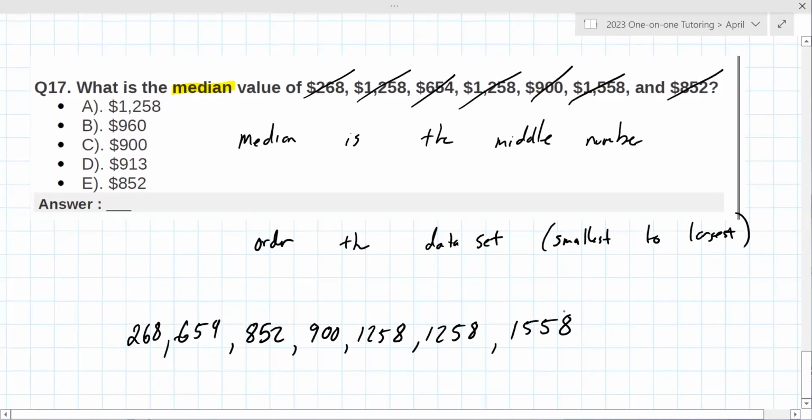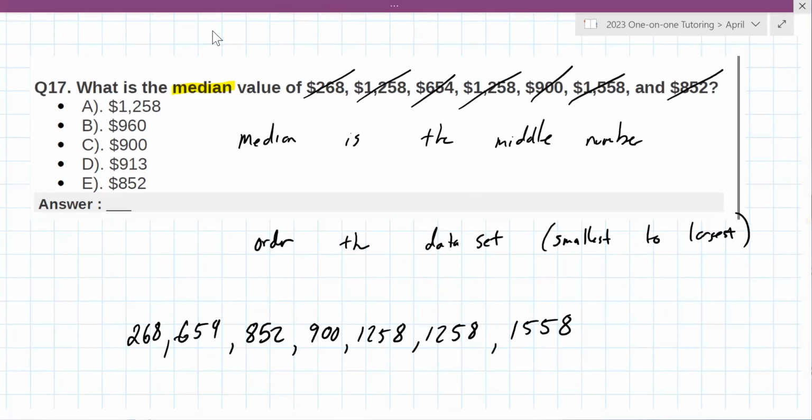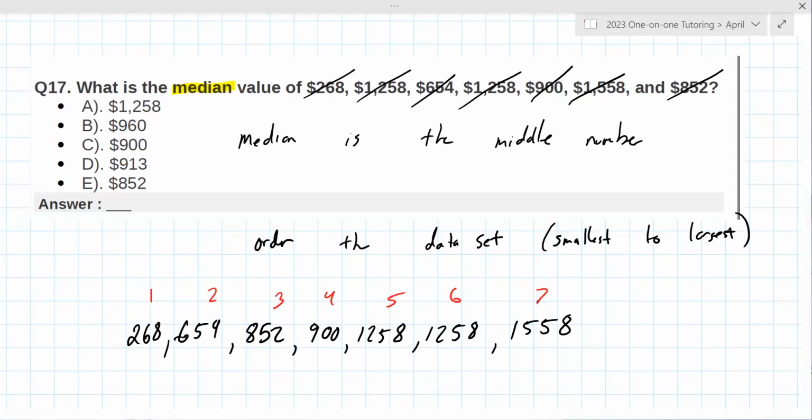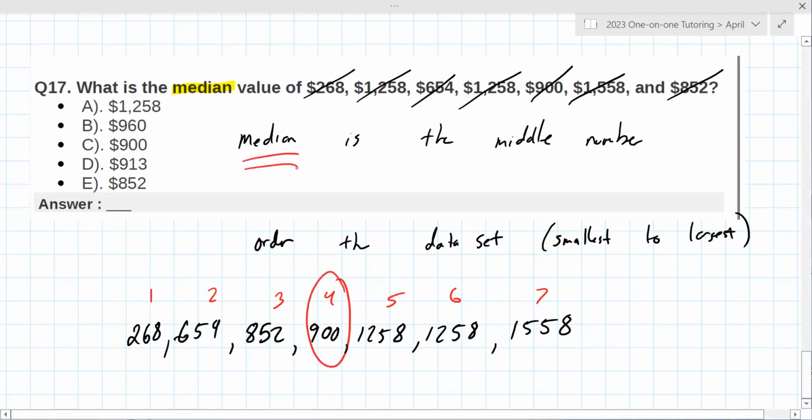1,558. All right, now let me count the number of numbers here. There are 1, 2, 3, 4, 5, 6, 7 numbers. Which is the middle number? 900. Okay, so you have to remember that median is the middle number. Do you need a calculator to do this? No, you do not.